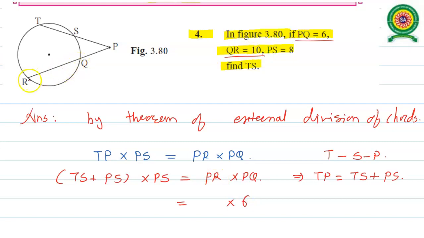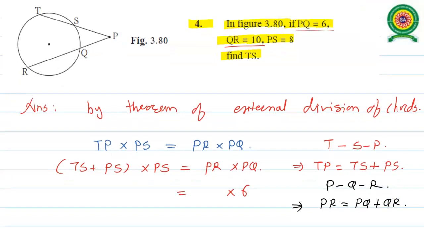QR value we have been given. Again, the same thing: once P, Q and R are collinear points, the value of PR equals PQ plus QR. The value of PQ is 6 and the value of QR is 10. 10 plus 6 is 16. So the value of PR is 16 units.